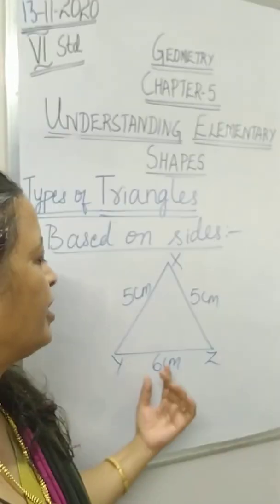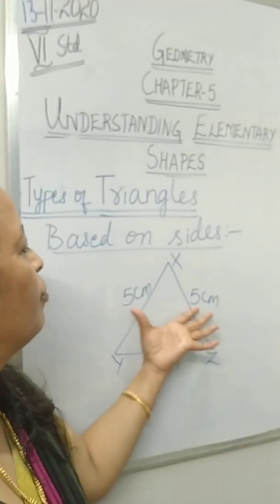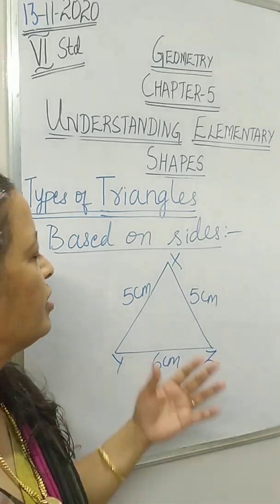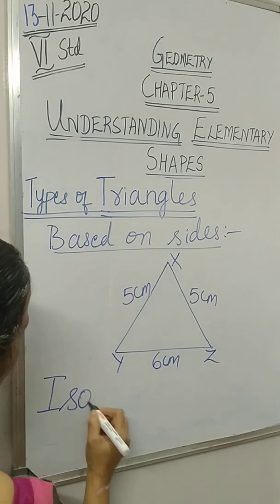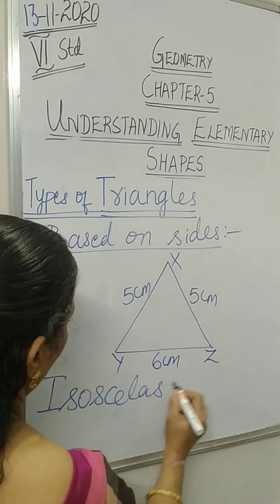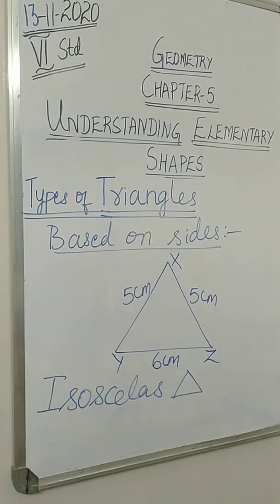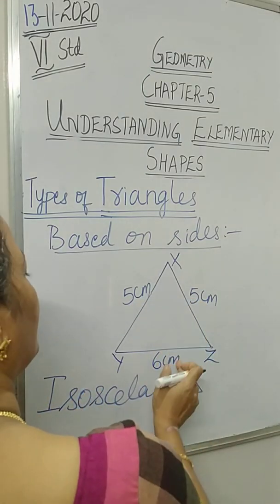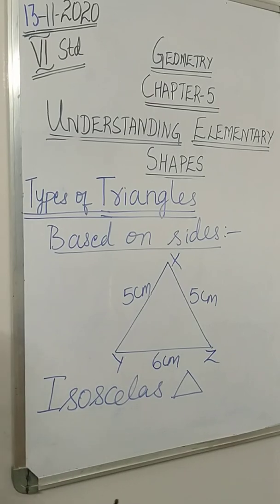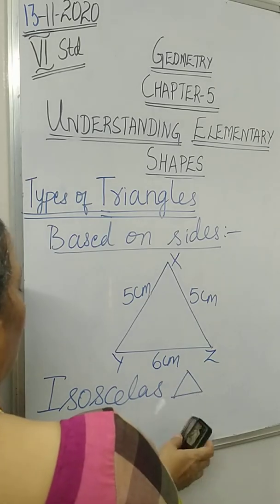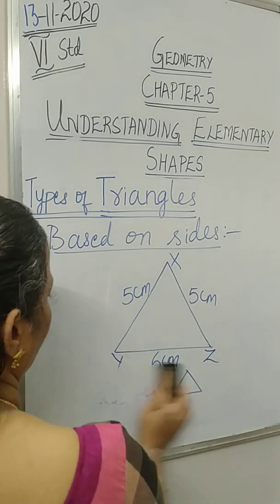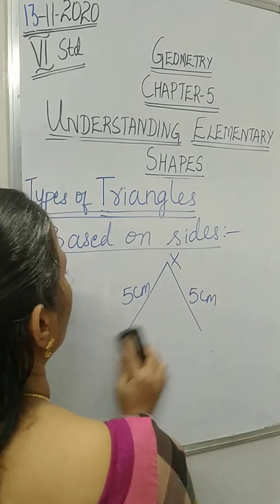Before we had all the three sides the same, now one side is different and the other two sides are equal. Such a type of triangle is called isosceles triangle. This is the second type of triangle based on sides. So here two sides are equal and one side is different. They both are the same. This is not the same as this. So it is called isosceles triangle.